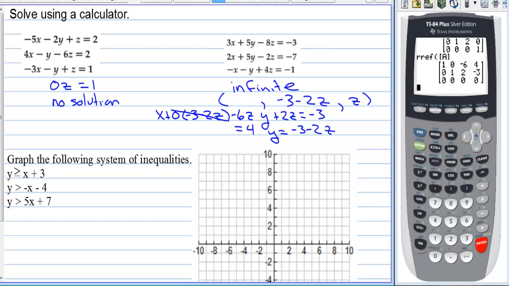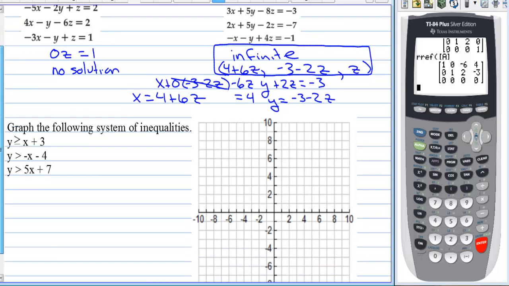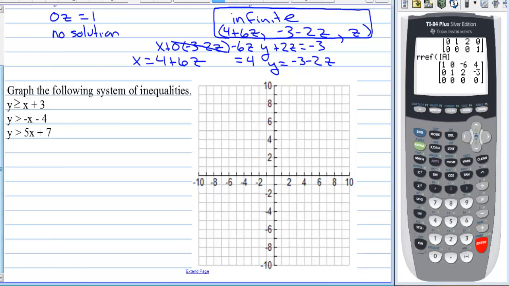Then x plus 0 times -3 minus 2z, and I know that's going to be 0, minus 6z, whoops, ran out of room, is equal to 4. So with that being 0, that makes it pretty easy. So x equals 4 plus 6z. So now you can choose anything you want for z, but then x and y are based upon that choice. So on the quiz, I will want to see both of these lines for infinite solutions. And infinite and infinity are not the same thing. It's infinite solutions.